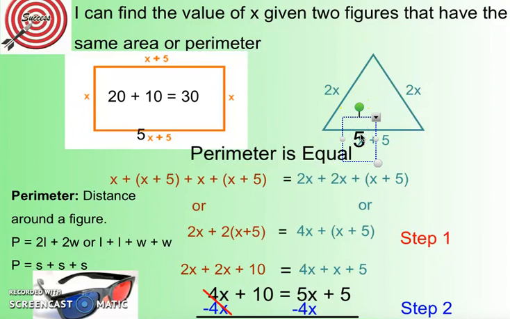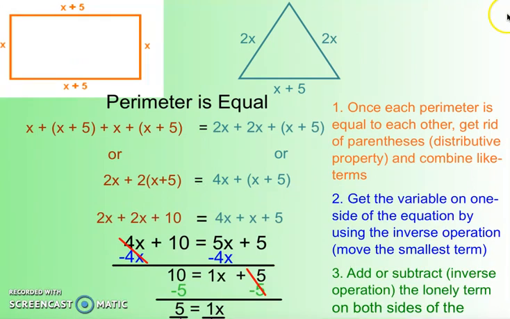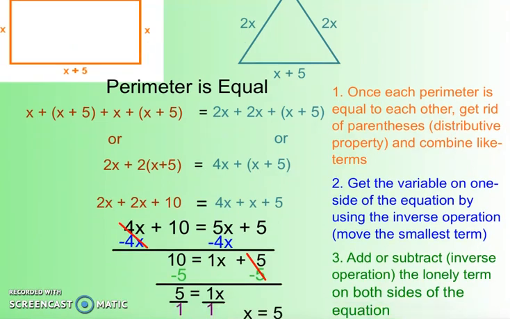So if I put a 5 in here, 5 plus 5 is 10. And then we have also 2 times 5, so another 10, and 2 times 5, another 10. 10 plus 10 plus 10, still 30. So yay, our answer checked out. X is 5.